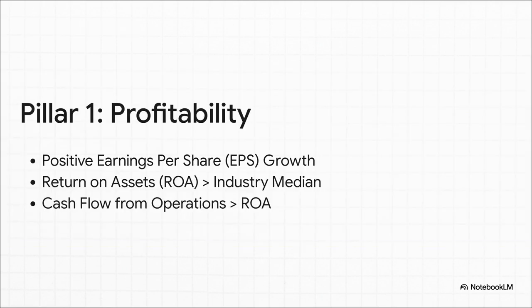So let's break down that first pillar. Profitability. A company gets a point if its earnings per share are growing. Simple enough. Then, it checks if the company's return on assets, basically how good it is at making money with the stuff it owns, is better than its direct competitors. And then, and this is crucial, it checks if the actual cash flow is stronger than that on-paper ROA number. And that last part is so smart. It's asking, is the real cash coming in the door stronger than the accounting profit? This weeds out companies that look good on a spreadsheet but don't have the cash to back it up.